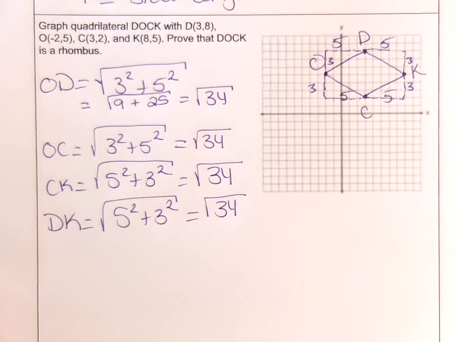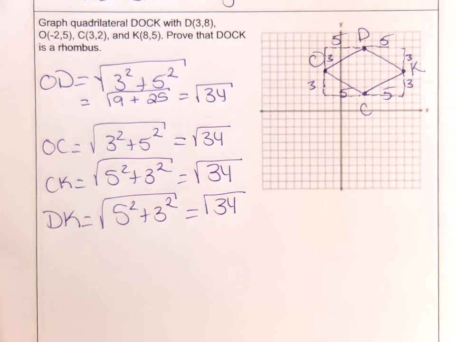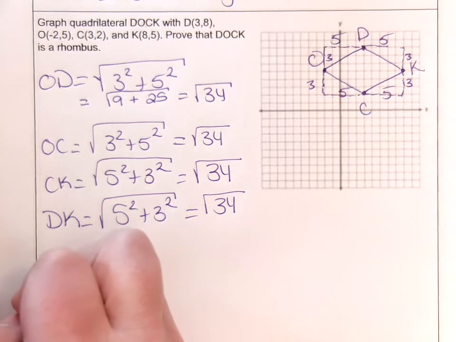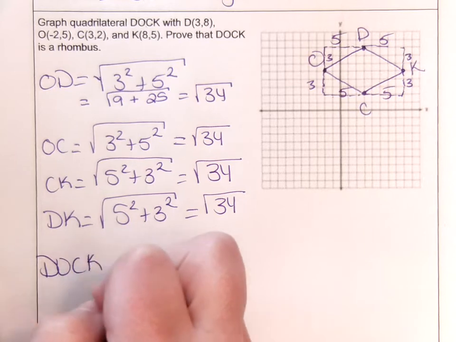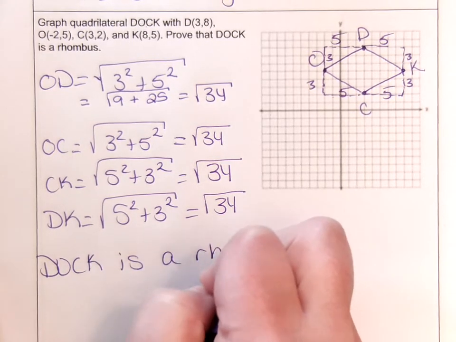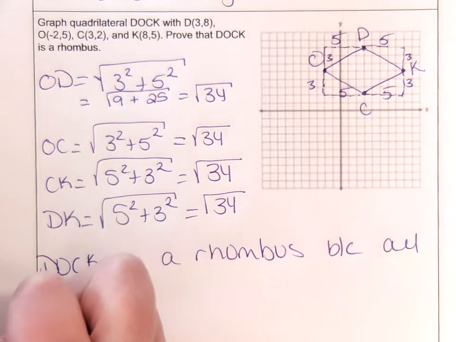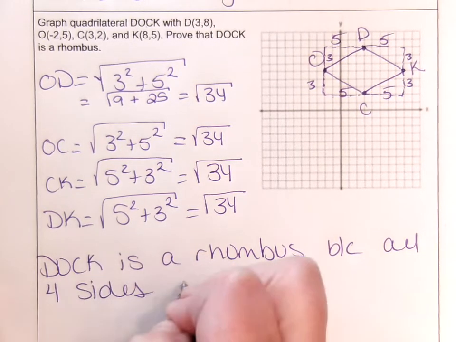Okay, so I see that all four sides are the same length, which means it's going to be a rhombus. So I can say DOCK is a rhombus because all four sides are the same length.